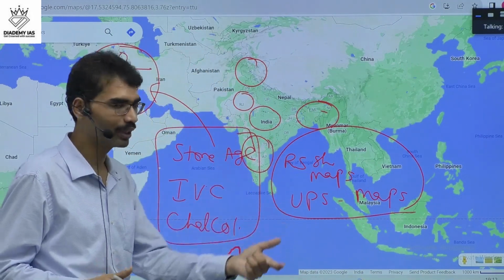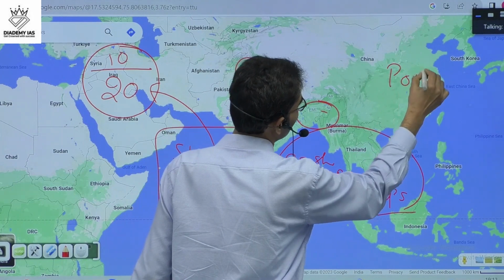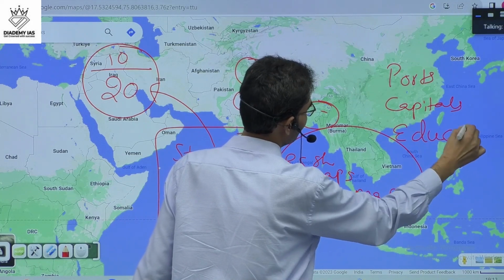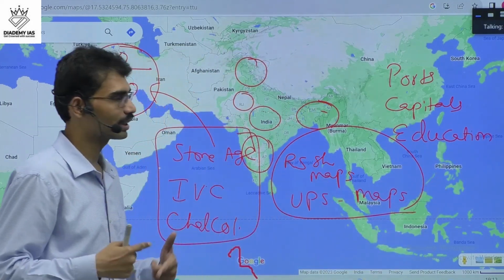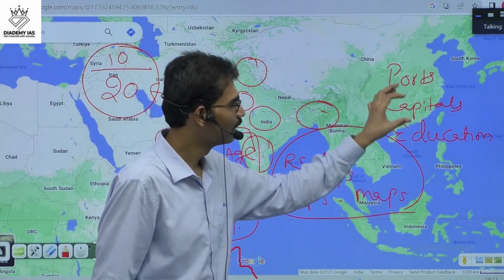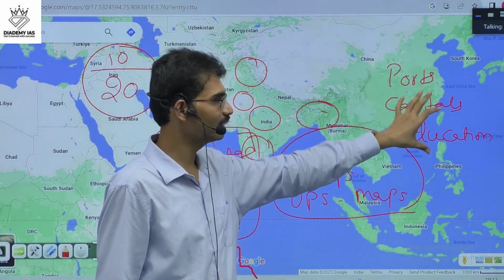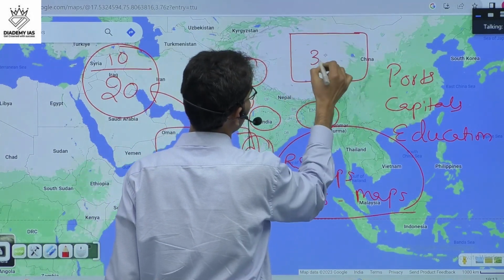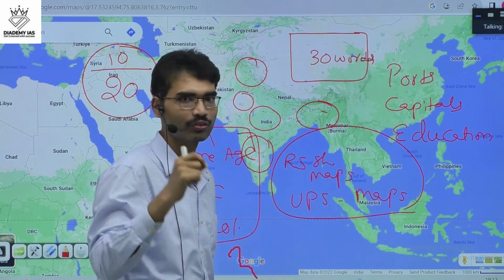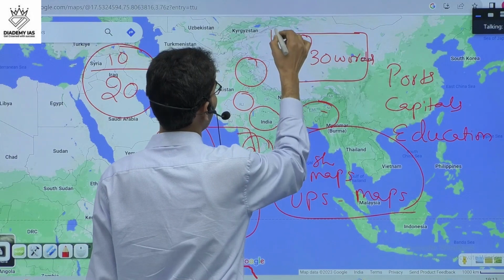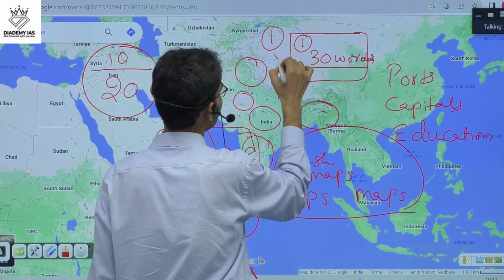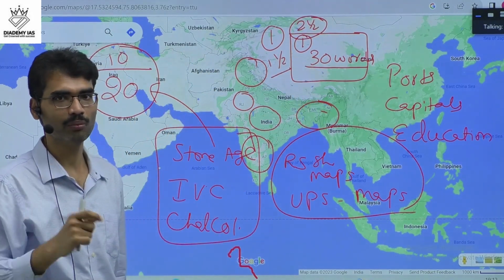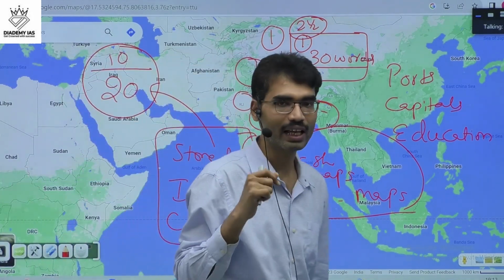Once you cross into the historic period, they talk about different ports, capitals, education centers, likewise. And relatively, you will be able to identify these things very easily. For every site, you have to write only 30 words, not more than that. If you identify the site, 1 mark, and 30 words, 1.5 marks, total 2.5 marks. You will get 100% of the score when it comes to map marking. So try to use this as an opportunity.